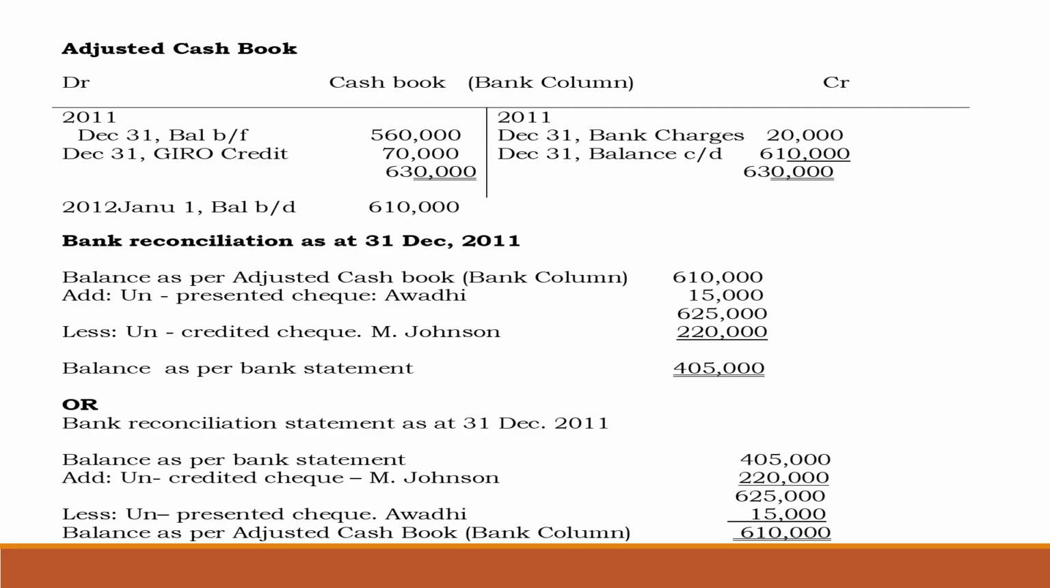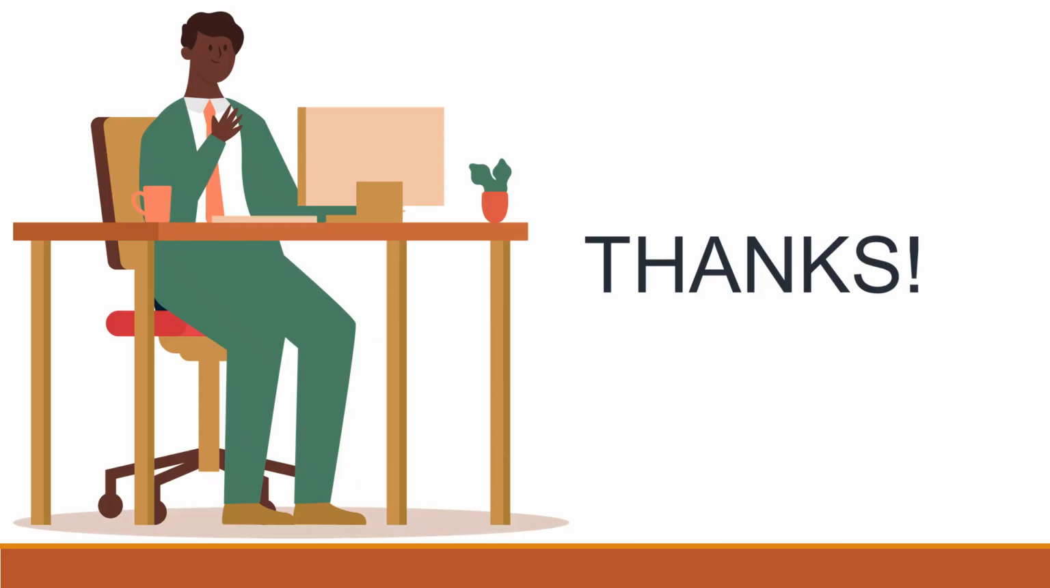Then if we start with the balance as per bank statement, which is 405, now we have to add the uncredited check M. Johnson 220, and then we less the unpresented check Awadi 15, to get the balance as per adjusted cash book. Have you understood? So thank you very much.